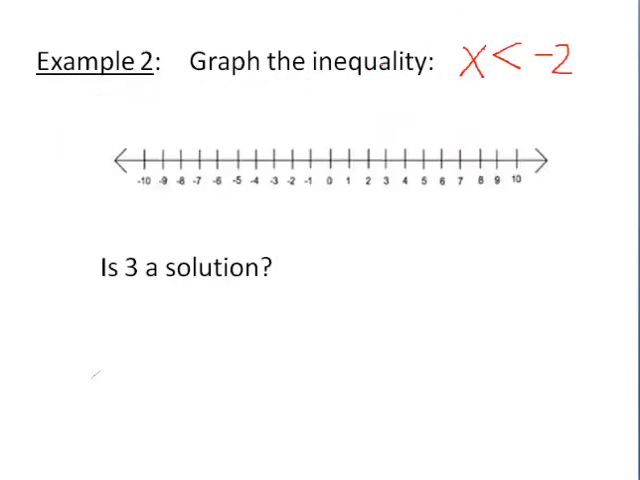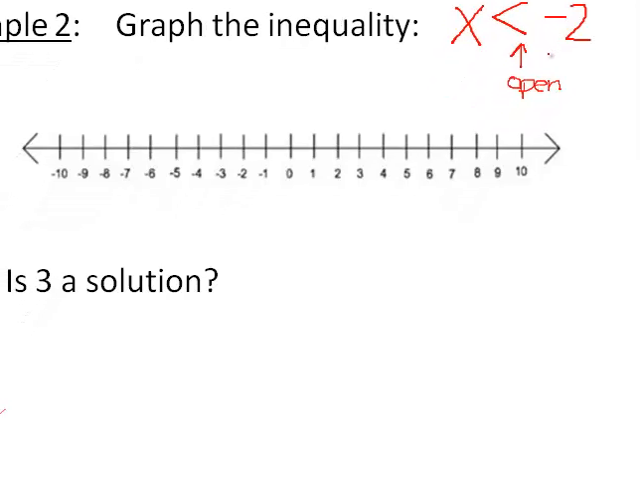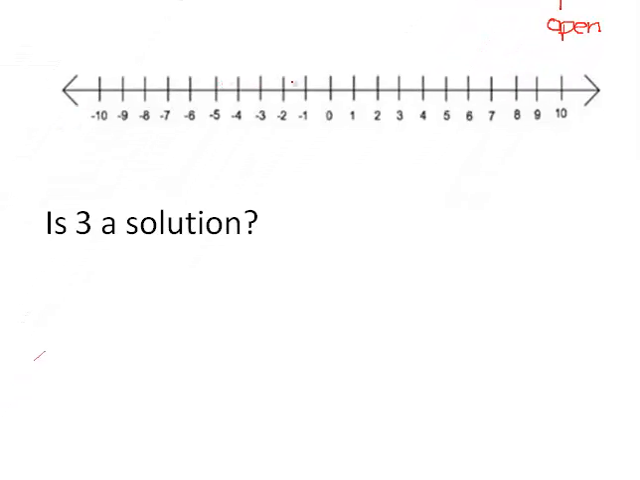Okay, in example 2, now we're going to graph the inequality. So right here we have x is less than, that kind of looks like an L, so it is x less than -2. So the first thing that you want to decide is, is -2 going to have an open or a closed circle? Well, a less than is an open circle, and the reason why it's open is because that -2 is not being included. It's just less than -2. It's not equal to -2. So we're going to put an open circle on -2.